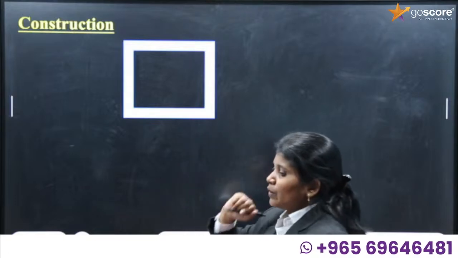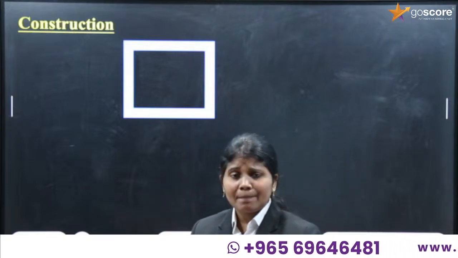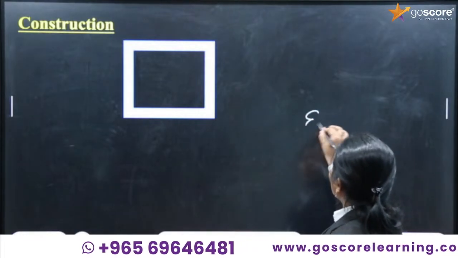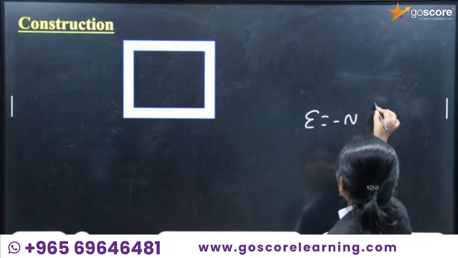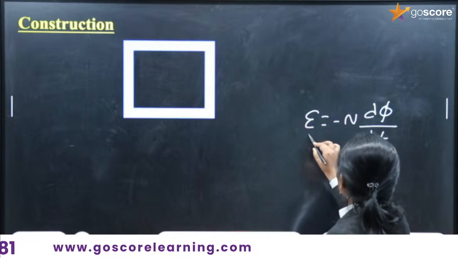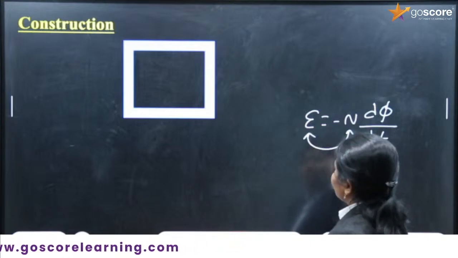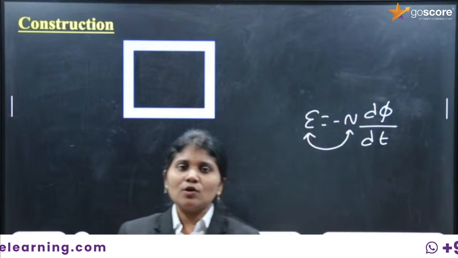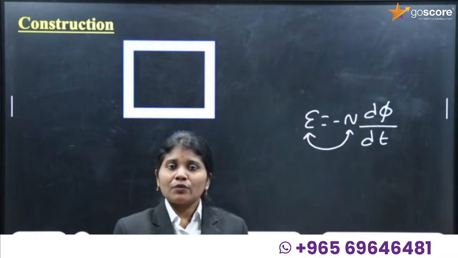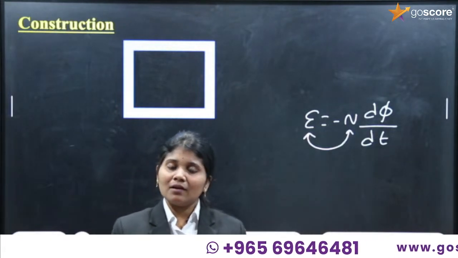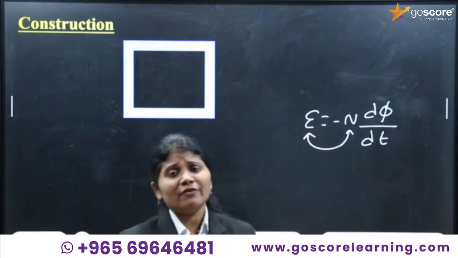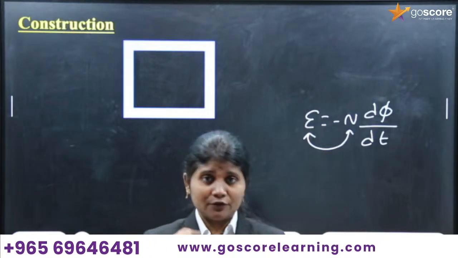So first of all, what is the difference between the step up and step down transformer? Already we discussed that E is equal to minus N dΦ by dt. So EMF depends upon the number of turns. If the number of turns is more, then EMF is also more. Number of turns increasing, EMF also increasing. According to this relation, EMF is directly proportional to the number of turns.